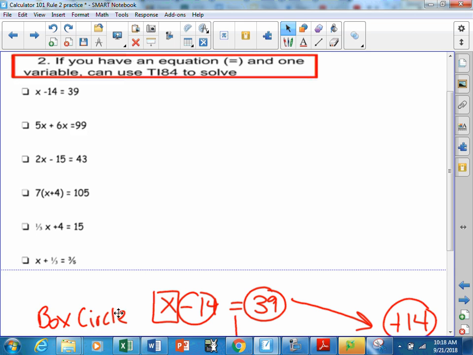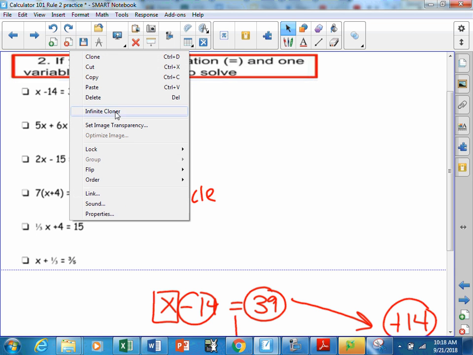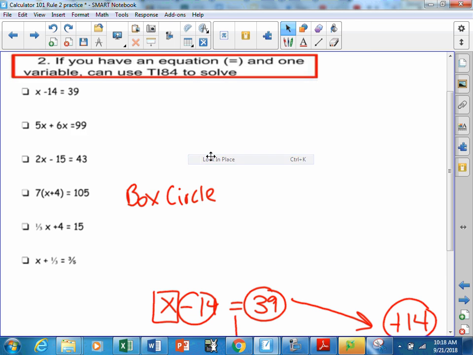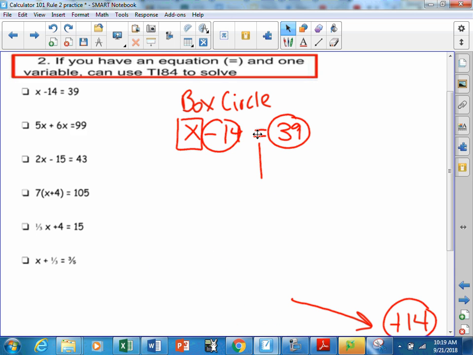Okay. So the box and circle method. Basically what we do is we rewrite the equation, but we do it in such a way that all of our variables, we box them. All of our numbers, we circle them, okay? And what we want to remember is that when we use boxes and circles, boxes want to be with boxes, circles want to be with circles. So this negative 14 really wants to be over here with the 39.